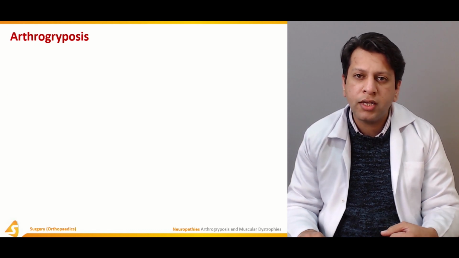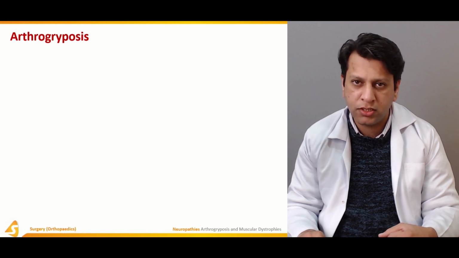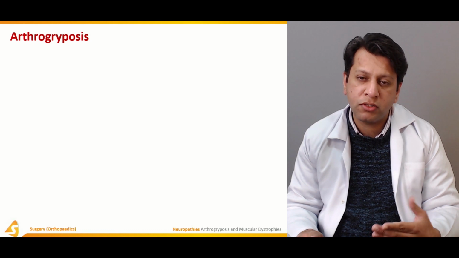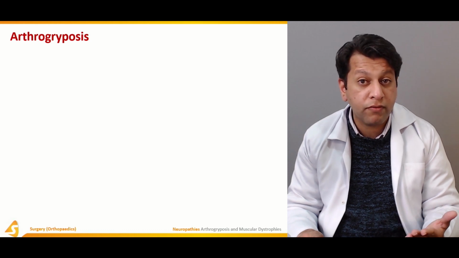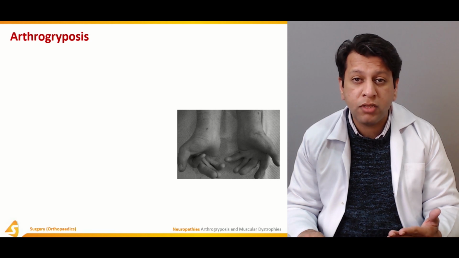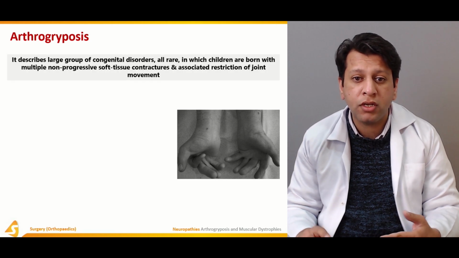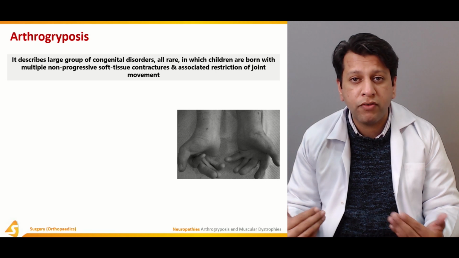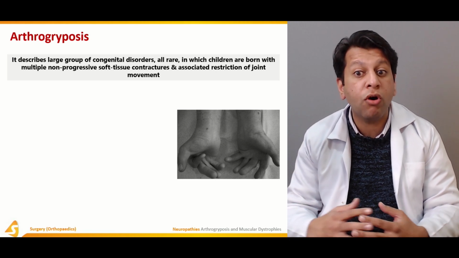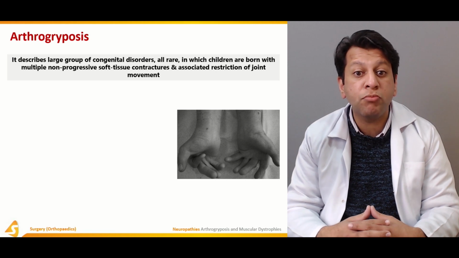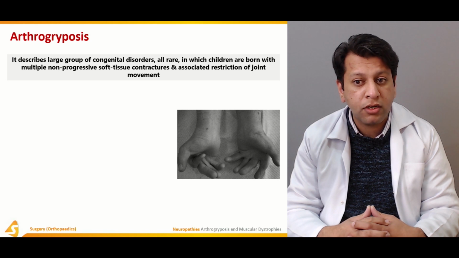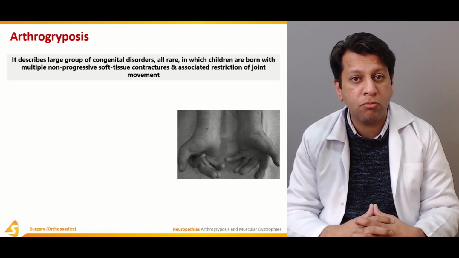It's also called arthrogryposis multiplex congenita. There are actually multiple syndromes. According to some books, there may be 111 syndromes associated with this disease. So briefly, there may be multiple pathologies which describe different groups of disorders. It's a large group of congenital disorders, all rare, in which children are born with multiple non-progressive soft tissue contractures and associated restriction of joint movement.